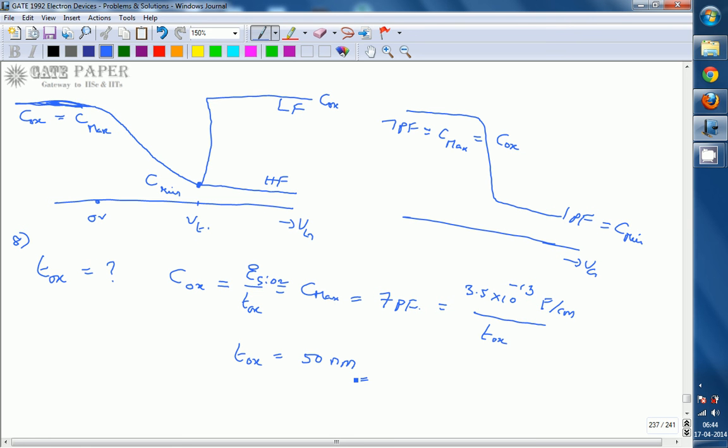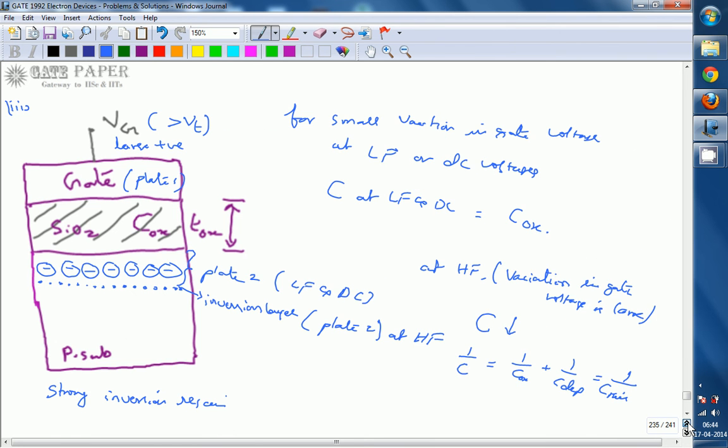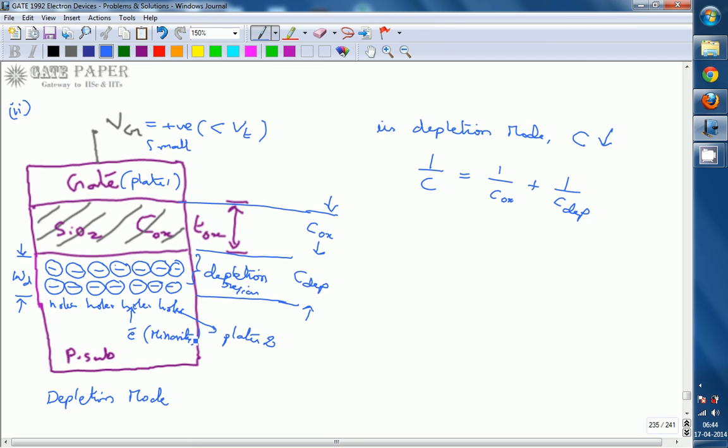For the 8th question, the right option is A, 50 nanometers. Next, we will go for the second question. The second question is about the maximum depletion layer width in silicon. Just now we have seen depletion layer width. The maximum depletion layer width in silicon is possible in depletion mode. That can be written as 1 by C is equal to 1 by COX plus 1 by C depletion. Using this equation we are going to solve this problem.